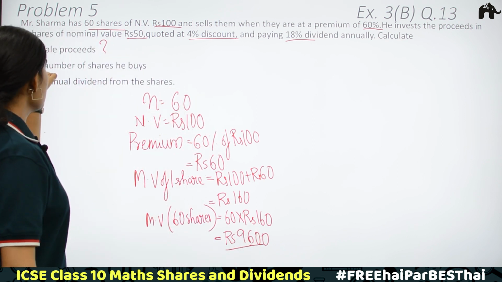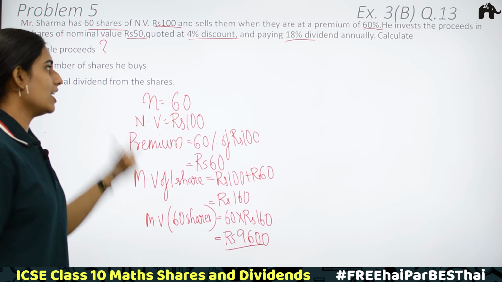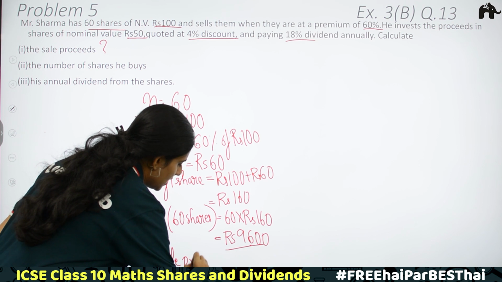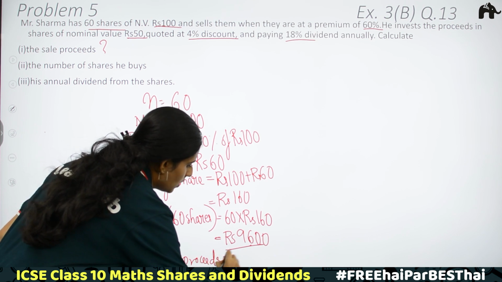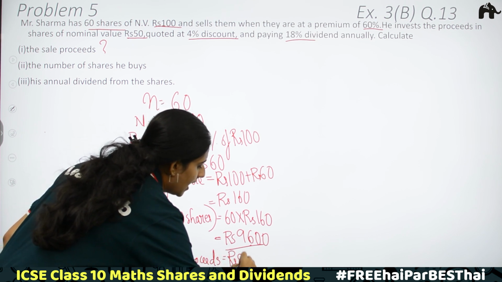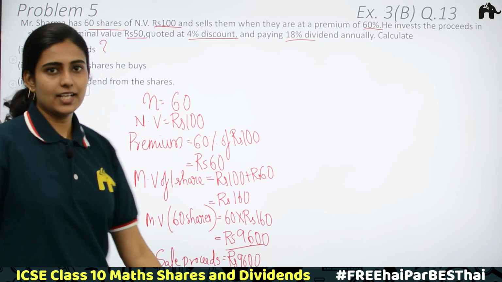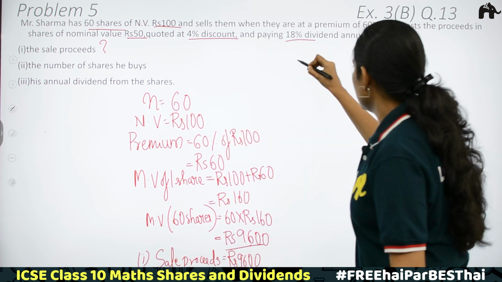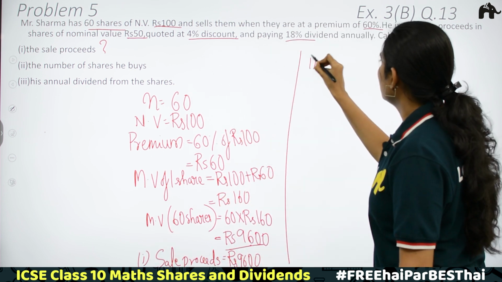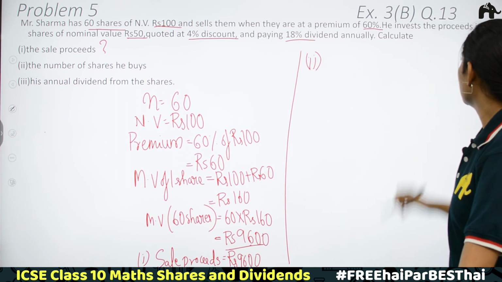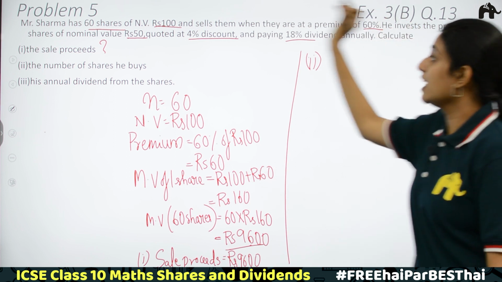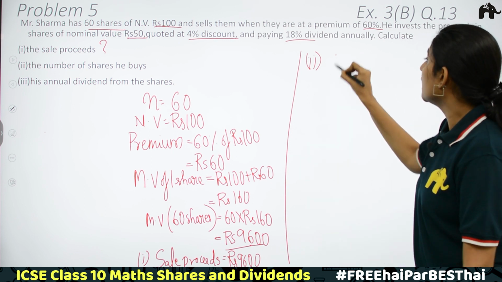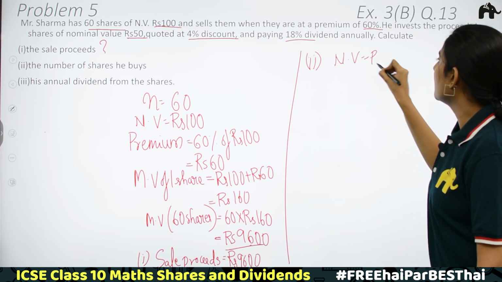We need to find the sale proceeds. Sale proceeds is equal to rupees 9,600. Clear? This is our first part. Now the second part of the question, he invests the proceeds in shares of nominal value rupees 50. Here the nominal value is rupees 50.